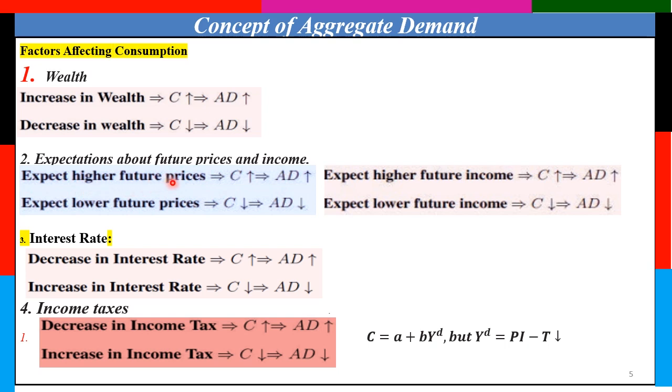But if an individual assumes that in the near future the price of the product is decreasing, then his or her current consumption is what? Decreasing. This implies that aggregate demand is also what? It is decreasing.